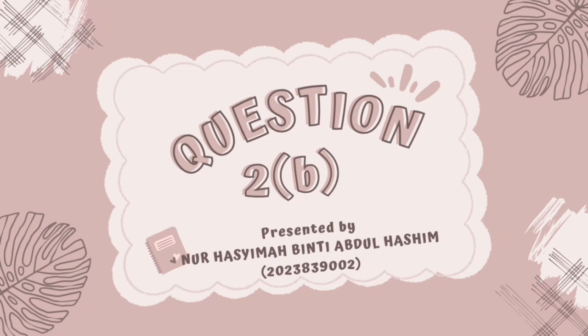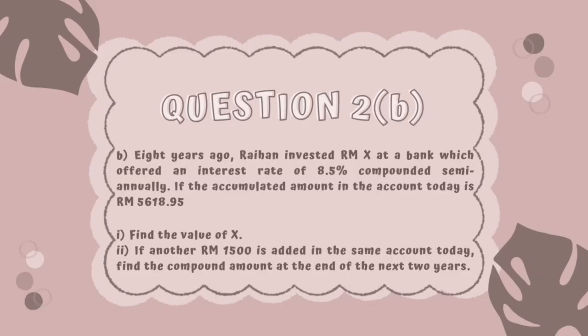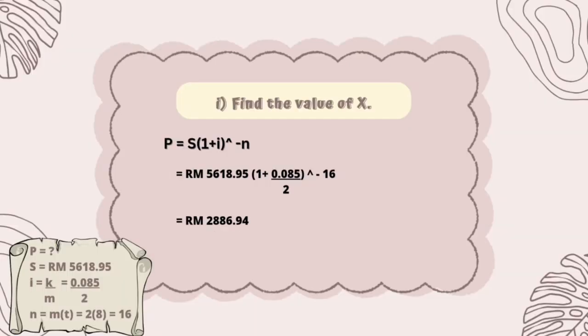Question 2b. 8 years ago, Raihan invested RMX at a bank which offered an interest rate of 8.5% compounded semi-annually. If the accumulated amount in the account today is 5,618.95 ringgit, 1. Find the value of X. 2. If another 1,500 ringgit is added in the same account today, find the compound amount at the end of the next 2 years. As you can see on the left side, there is the number that you need to put into the formula P.